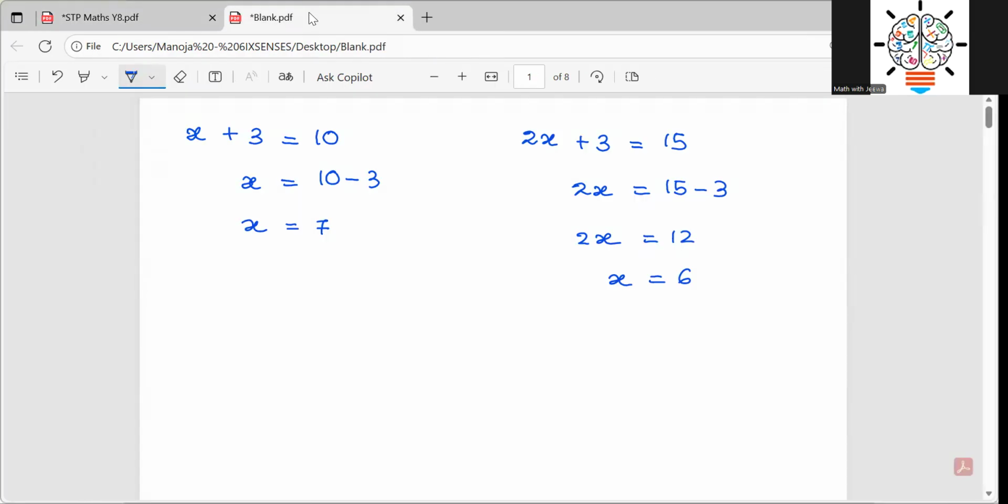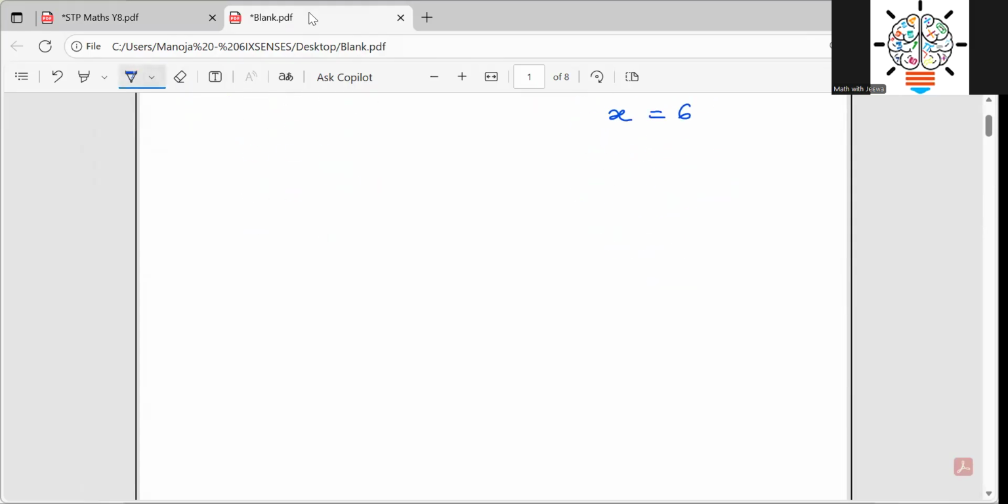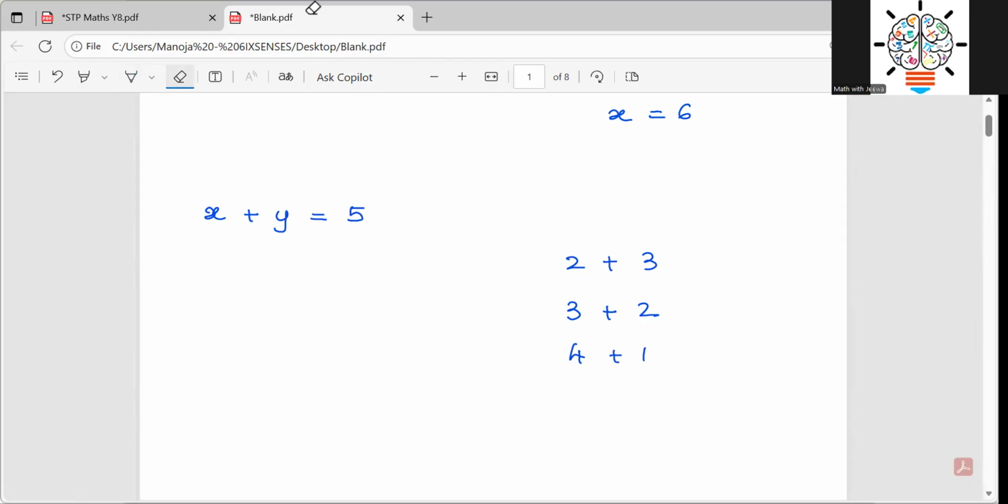For an example, let's say if I write something like this, x plus y equal to 5. You have the x letter and you have the y letter, and when you add them together, it gives you 5. We don't know the value of x and y. x can be 1 plus 4, it can be 2 plus 3, it can be 3 plus 2, it can be 4 plus 1, it can be anything. We don't know, right? Here we do have two variables. So then just an equation with two variables.